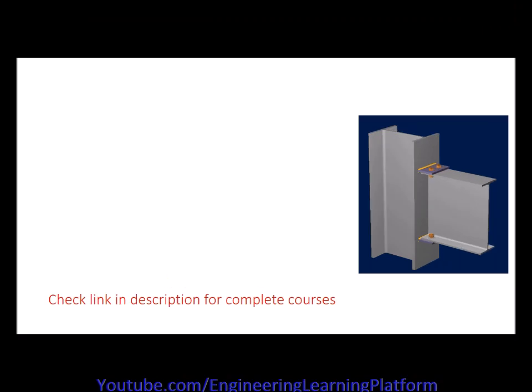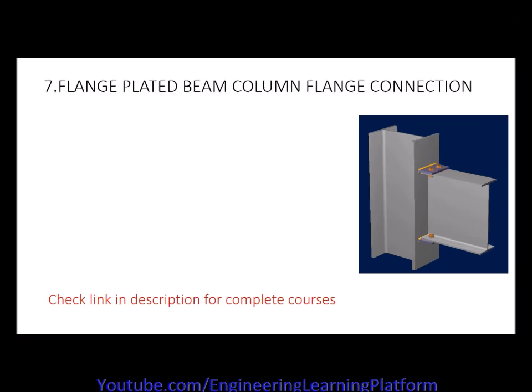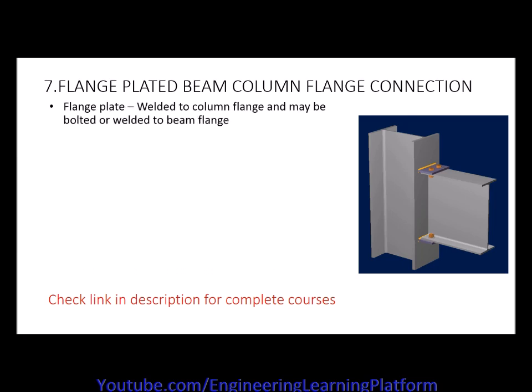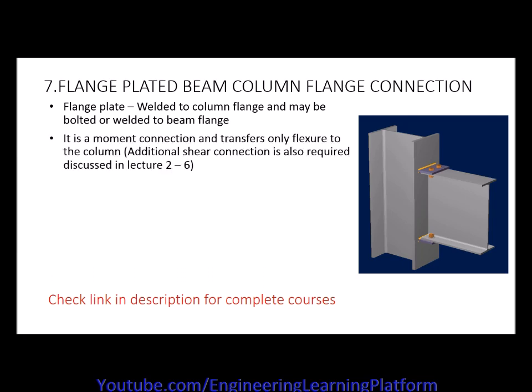In the lecture, we will learn how to design the flange-plated beam column flange connection. The flange plate is welded to the beam column flange and may be bolted or welded to the beam flange. It is a moment connection and transfers only flexure to the column. Additional shear connection is also required, as discussed in lectures 2 to 6 of this connection software tutorial.